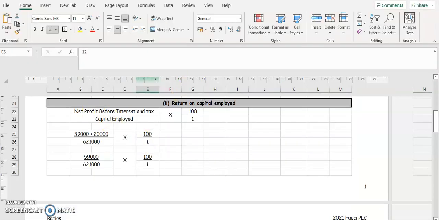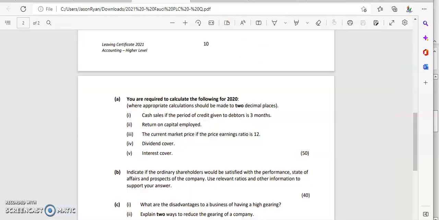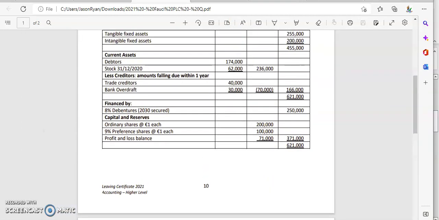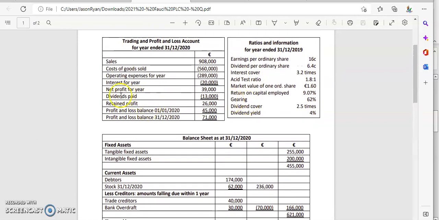So your net profit then, we need to go back to the question, find out what our net profit is, find out if you paid any tax or interest and add it back on, and divide by your capital employed. So your net profit for the year is 39,000. Net profit before your interest and tax, so we've paid interest here, so you need to take away our interest from it.